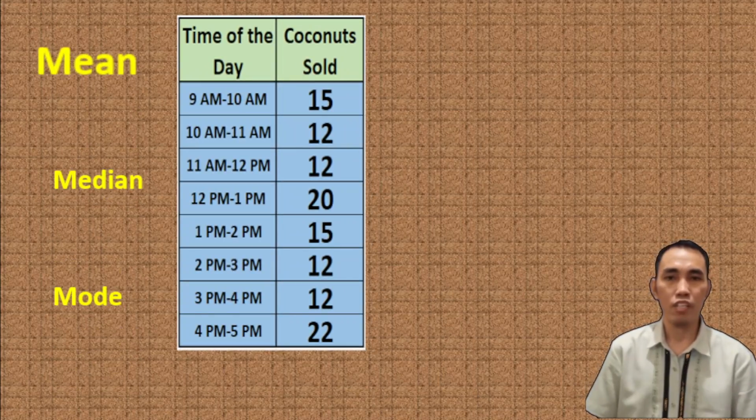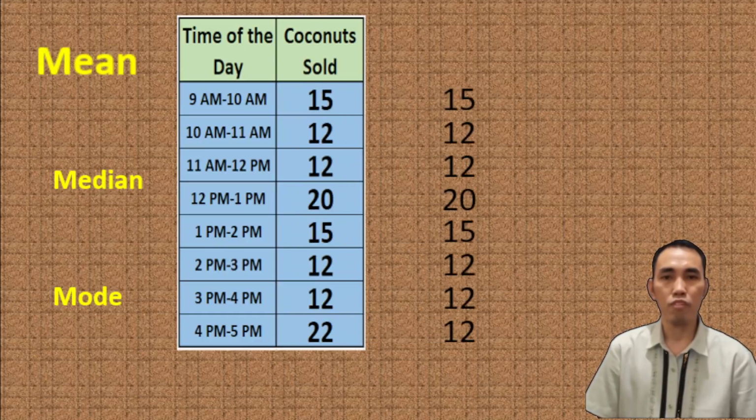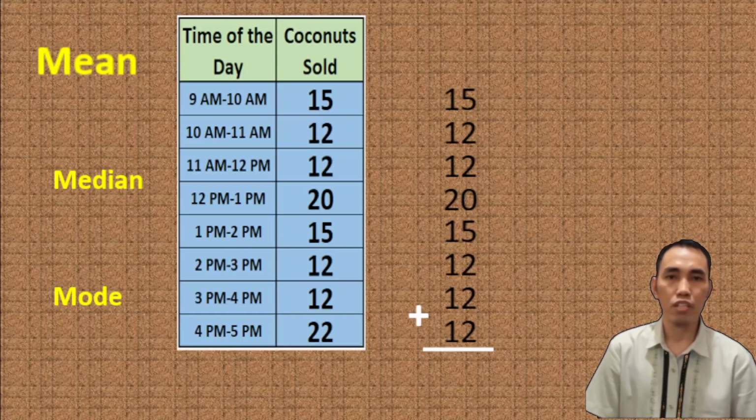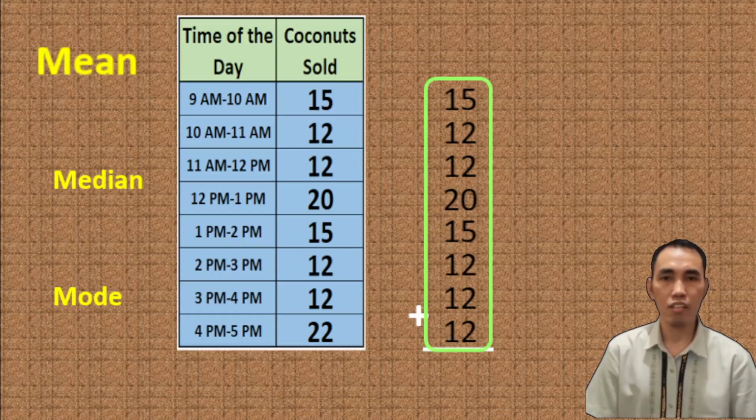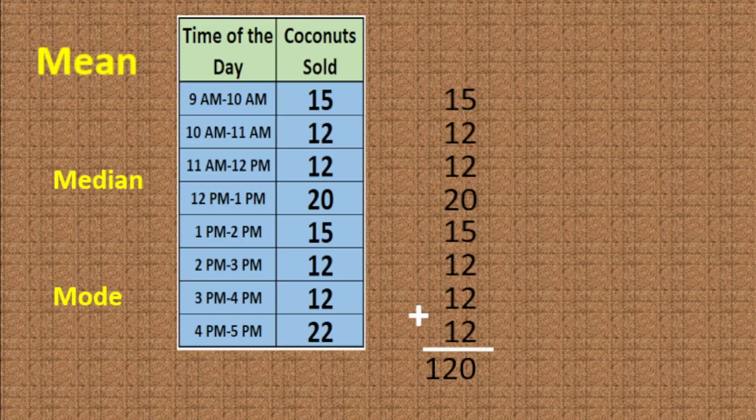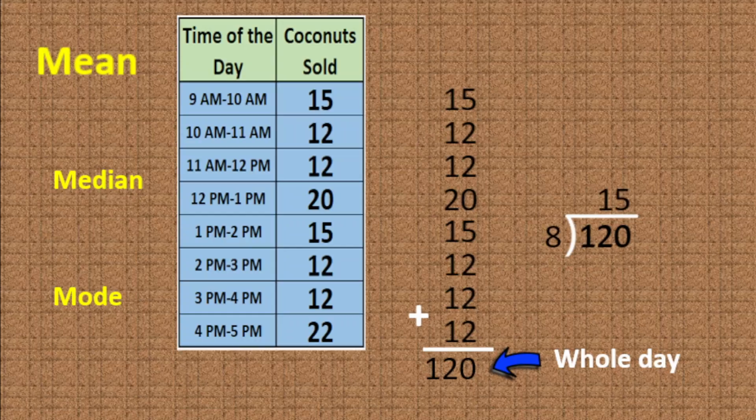First, to find the mean, we need to add up all the number of coconuts sold in each hour. You can do the addition by hand or you can use a calculator if you want to. Either way, be careful since that's a lot of numbers to add up and we don't want to make any mistake. The answer I get is 120. So that's the total number he sold for the day. But to get the mean sold for each hour, we need to divide that total by the number of hours, which is 8. 120 divided by 8 is 15. So the mean or average is 15.